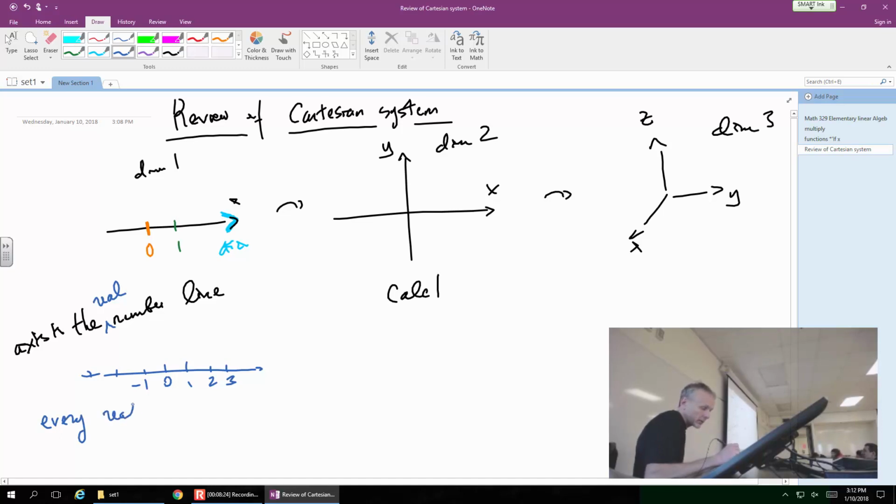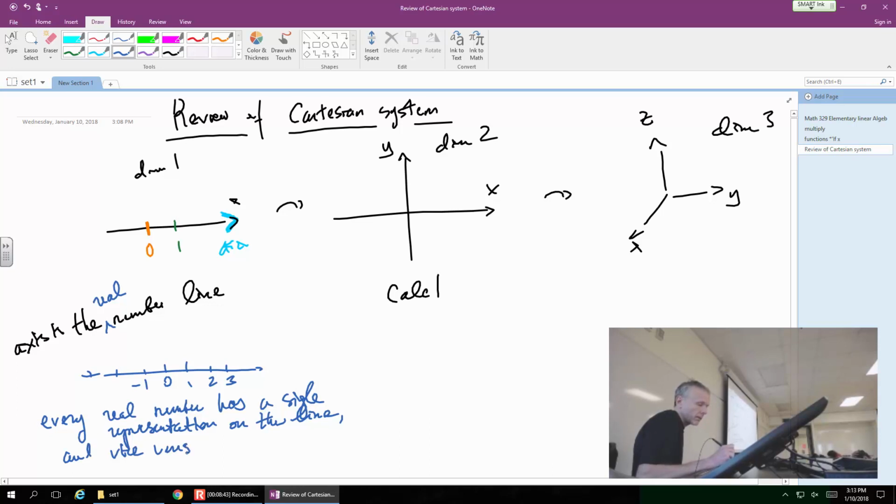So every real number has a single representation on the line, and vice versa. Every point on the line will have a single representation as a real number. So that's the idea of the real number line, as well as the one-dimensional Cartesian system.